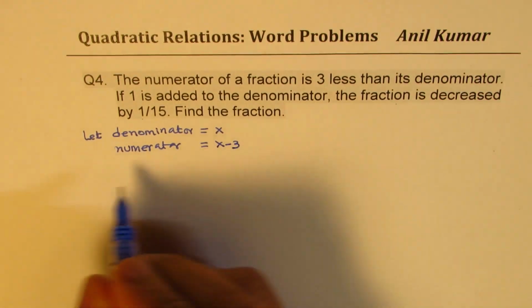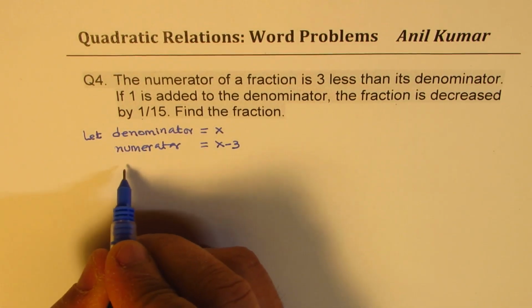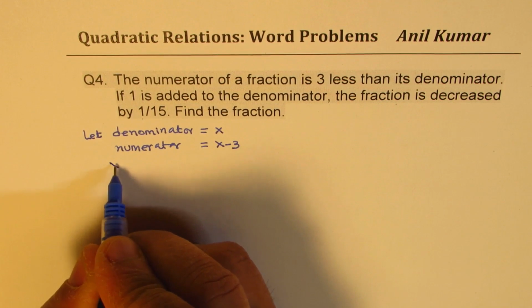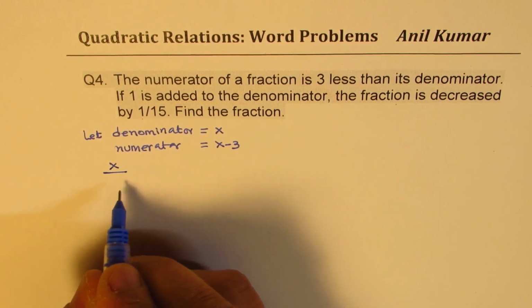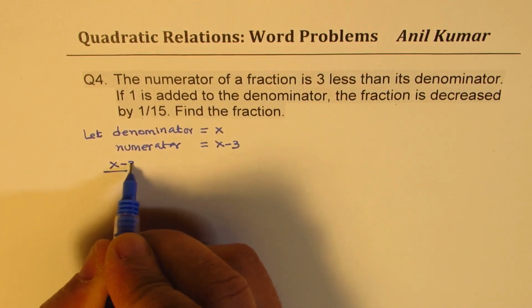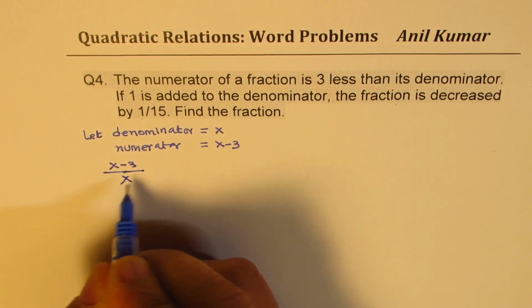Okay. So what is the fraction? So the fraction will be what? Fraction will be x minus 3 over x, right? That becomes the fraction.